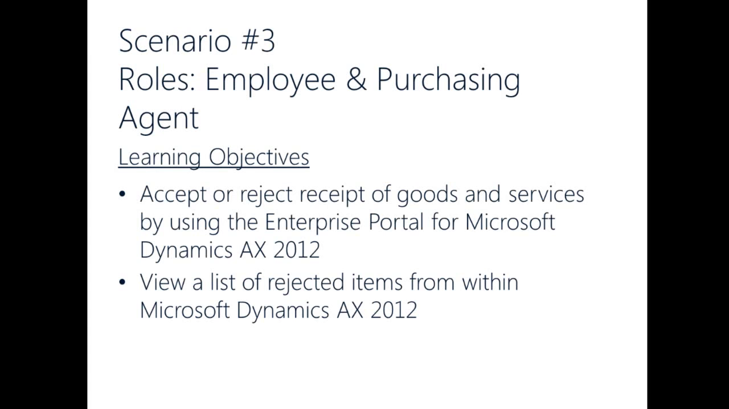In this third and final scenario, you'll follow in the role of an employee and then in the role of purchasing agent. As such, your respective learning objectives will be to fulfill the following tasks: accept or reject receipt of goods and services by using the Enterprise Portal for Microsoft Dynamics AX 2012, and view a list of rejected items from within Microsoft Dynamics AX 2012.